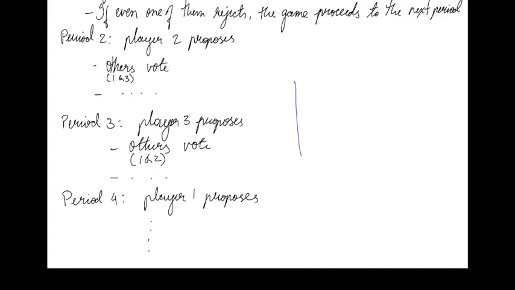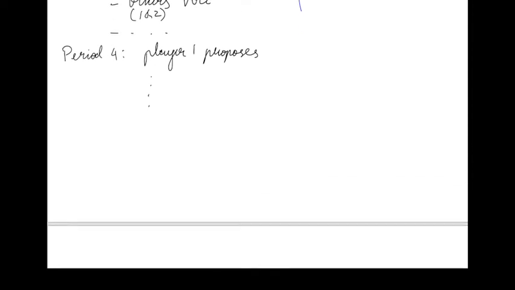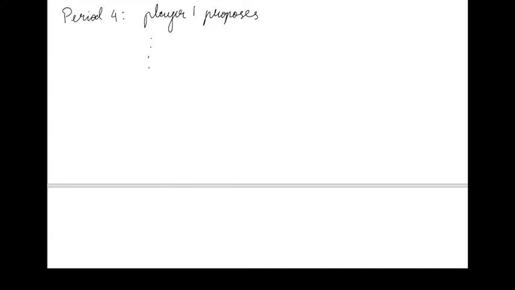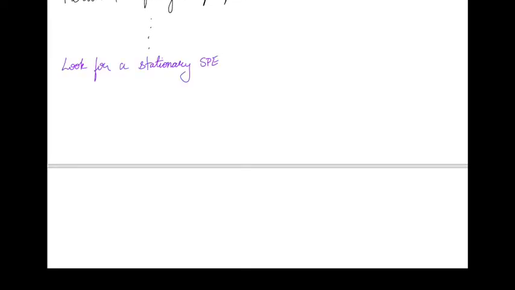We're going to assume that there's a common discount factor, so everybody has the same discount factor delta. This will just keep our life a little bit easy to make this exercise simple to analyze. So what we want to do is find a subgame perfect equilibrium. We're going to look for a stationary subgame perfect equilibrium. The reason we can look for a stationary subgame perfect equilibrium is because this game is stationary.